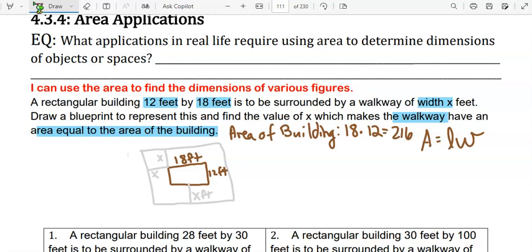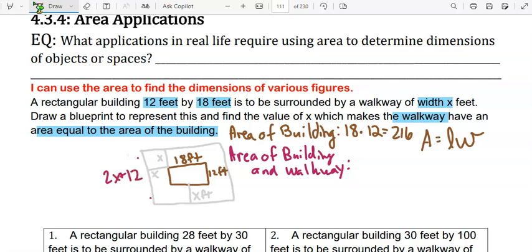But before we find the area of the walkway, we need to find the area of the whole thing, so of the building and walkway. That side length would be X, X, and then we have 12, so that's 2x plus 12. And then this side length would be 2x plus 18. So the area of the building and the walkway is 2x plus 12 times 2x plus 18.